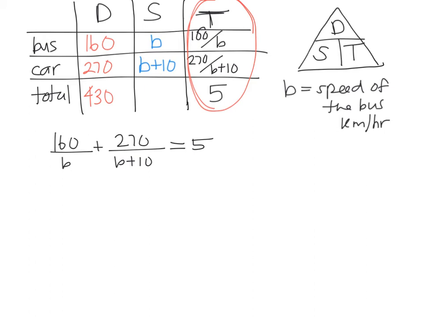If you go back to the question, it just asks for the speed of the car. I'm going to find the speed of the bus, B. Once I find that, we know how to find the speed of the car. We're just going to add 10 to it.